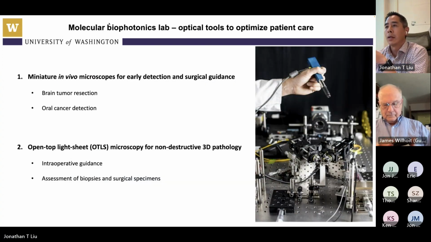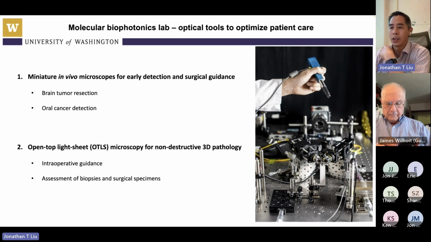So I'll give a broad overview of what we do in our lab first. We call ourselves the Molecular Biophotonics Lab, and we develop optical tools to help optimize patient decisions and patient care. For the longest period of time, we've been working on miniature microscopes for in vivo imaging. That means bringing the microscope to the living tissues, to the patients, instead of cutting out the tissues and putting it under a microscope, which is the standard way to do pathology. We miniaturize the microscope and either send it through an endoscope or a handheld device where we can image the tissues directly, non-invasively.